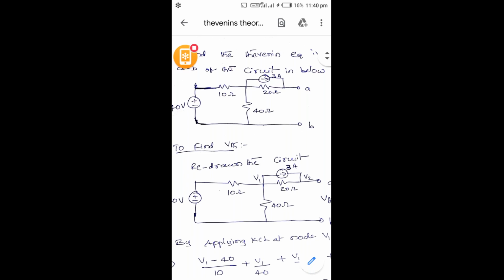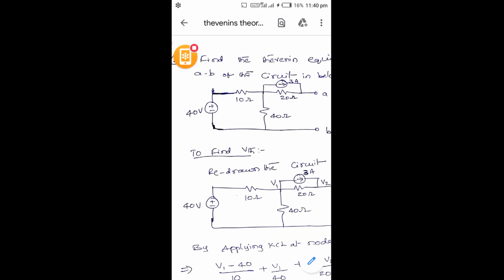From this circuit you can observe a 40 volt source, 10 ohms, 40 ohms and 20 ohms, and a 3 ampere source in parallel with the 20 ohm resistance across the A and B terminals.